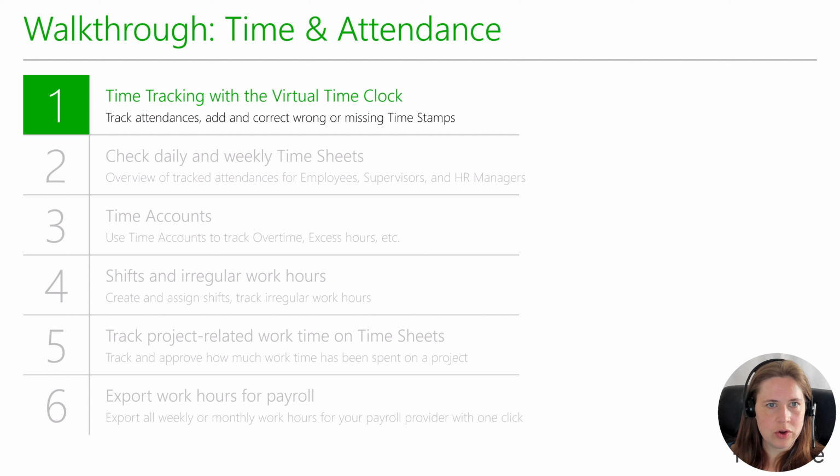Let's first have a look at time tracking with the virtual time clock. The virtual time clock is part of the employee's app, and they can just open the app and then click on one button to track their attendance. Click another button to initiate a break, another button to end the break, and another button to end work.